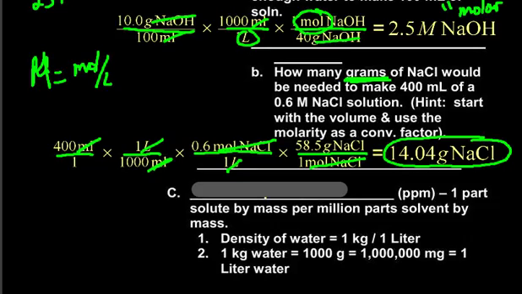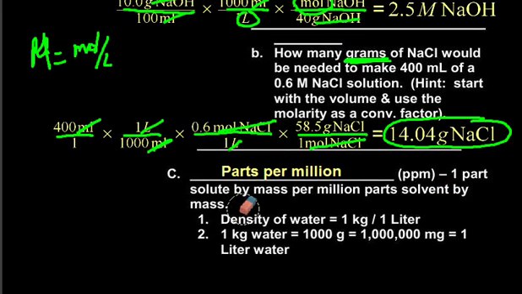Okay, which brings us to parts per million. That is ppm. ppm is 1 part solute by mass per million parts solvent by mass. However, the density of water is already 1 kilogram per 1 liter, but 1 kilogram of water is 1,000 grams, or 1,000,000 milligrams. So 1,000,000 milligrams of water equals 1 liter of water.